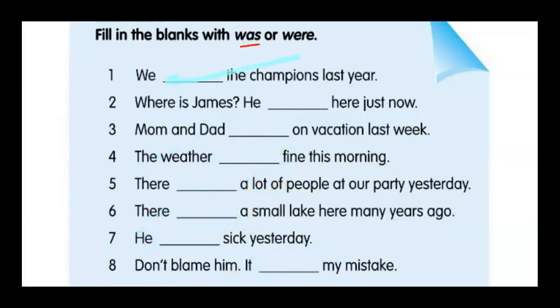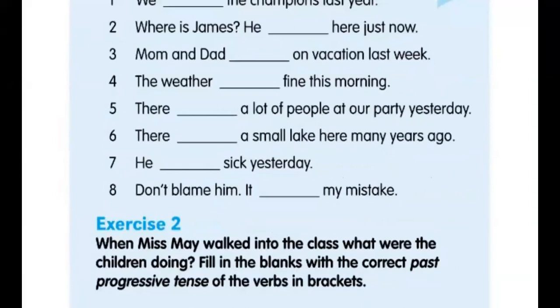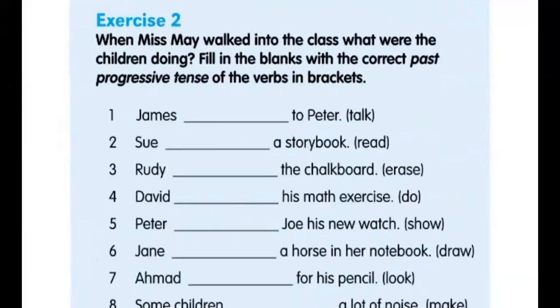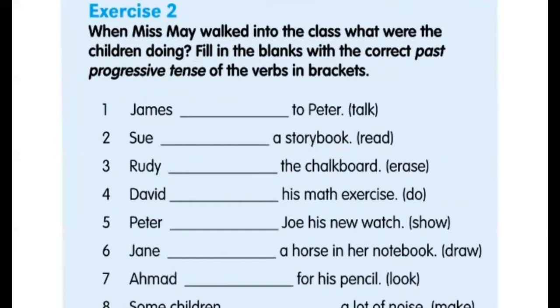Now, here what did we use? Helping verbs we use, right? These are normal sentences. Is this past progressive tense? No. Here we didn't use verb plus ing, right? So these are simple sentences where we use was and were as helping verbs. Now here in this exercise number 2, we have to make past progressive tense.